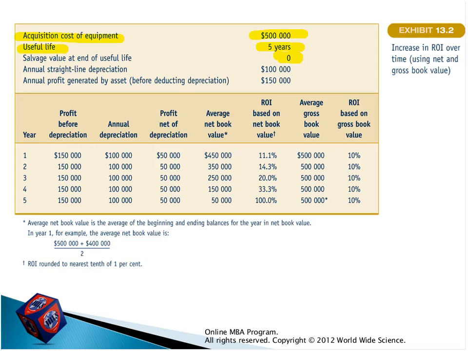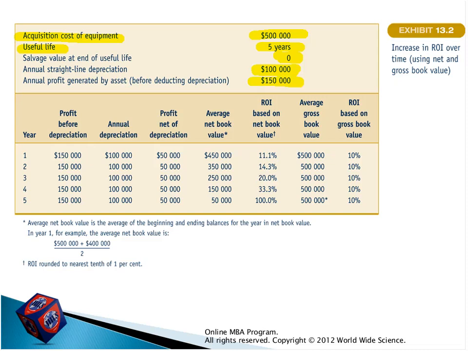So we have some depreciation of this equipment. Based on straight line depreciation, it will be 100,000 every year. That means we're using only one method for depreciation, which is straight line here. And the annual profit generated from the assets is equal to 150,000.